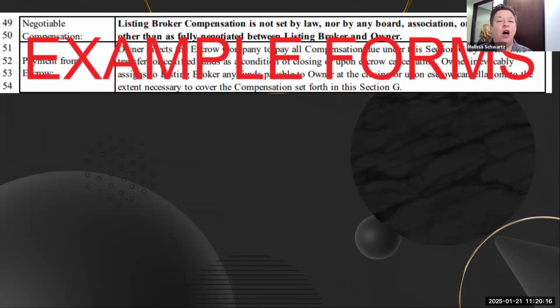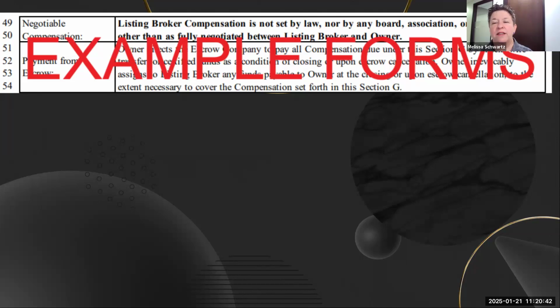So negotiable compensation, again, saying that it's not set by law or by any board. It's negotiable. Owner instructs, I think it says, directs escrow company to pay compensation due. Irrevocably assigns to listing broker any funds payable to owner at the, I guess is what that says, at the something or upon escrow cancellation.